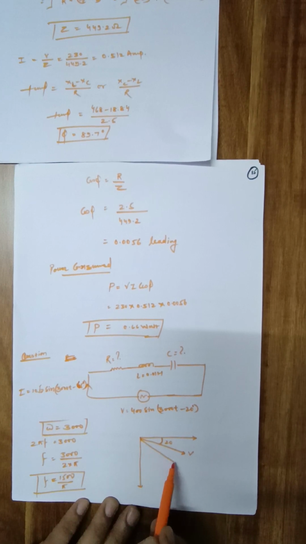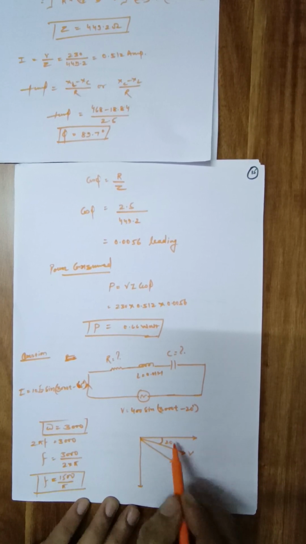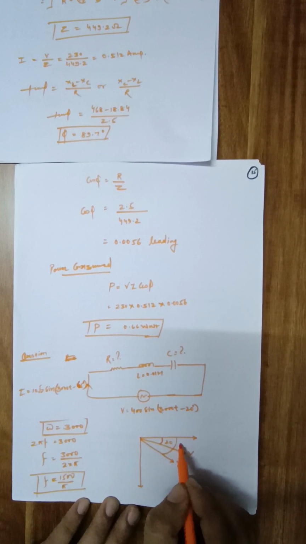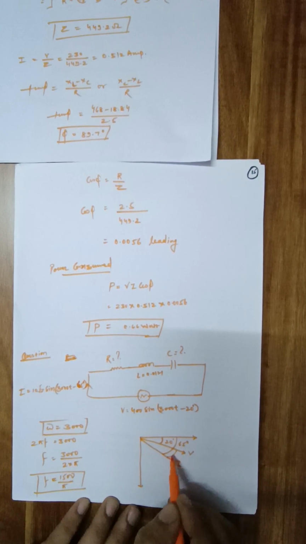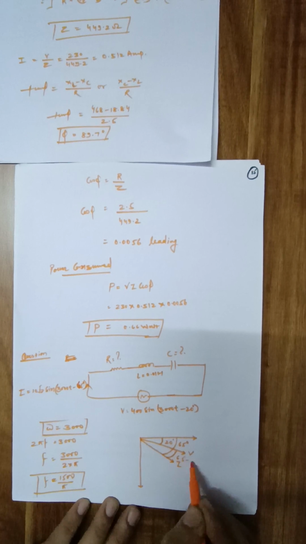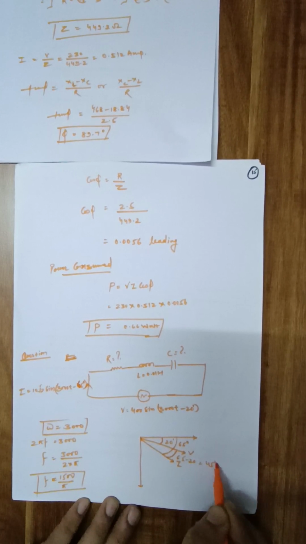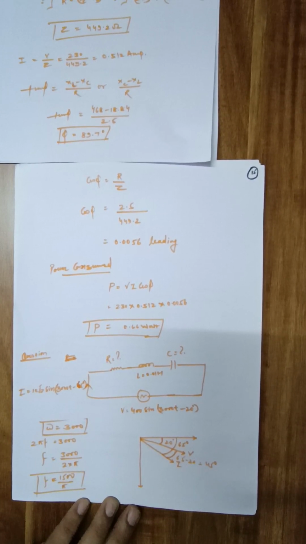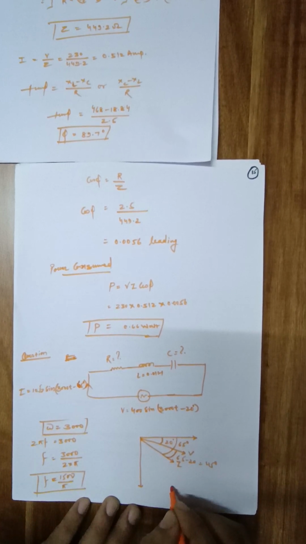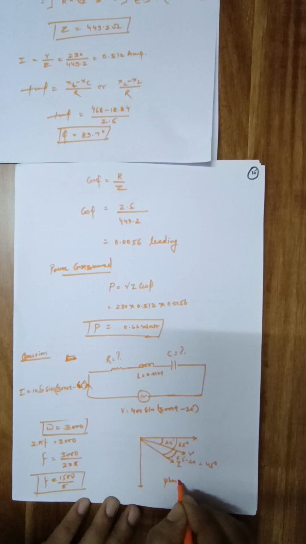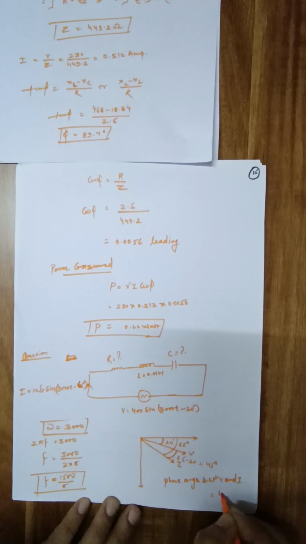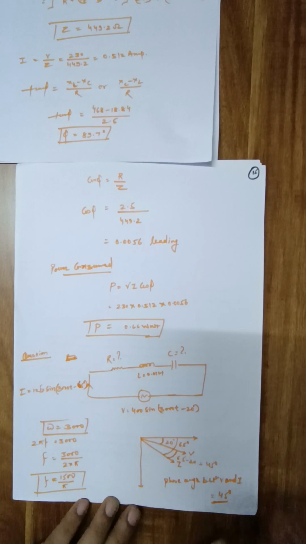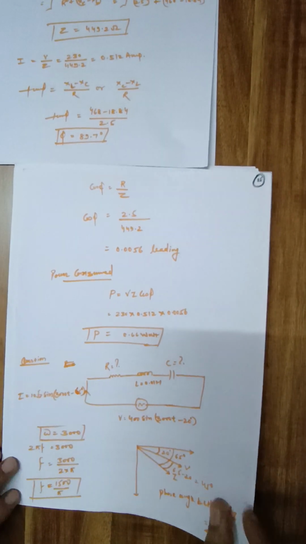In the current, it is written sine omega t minus 65 degree. From the reference phasor, current is lagging by 65 degree. This angle is what? 65 degree. So overall this angle will be 65 minus 20 equals 45 degree. So basically the phase angle between V and I will be equal to 45 degree only. Clear? Let's move further.